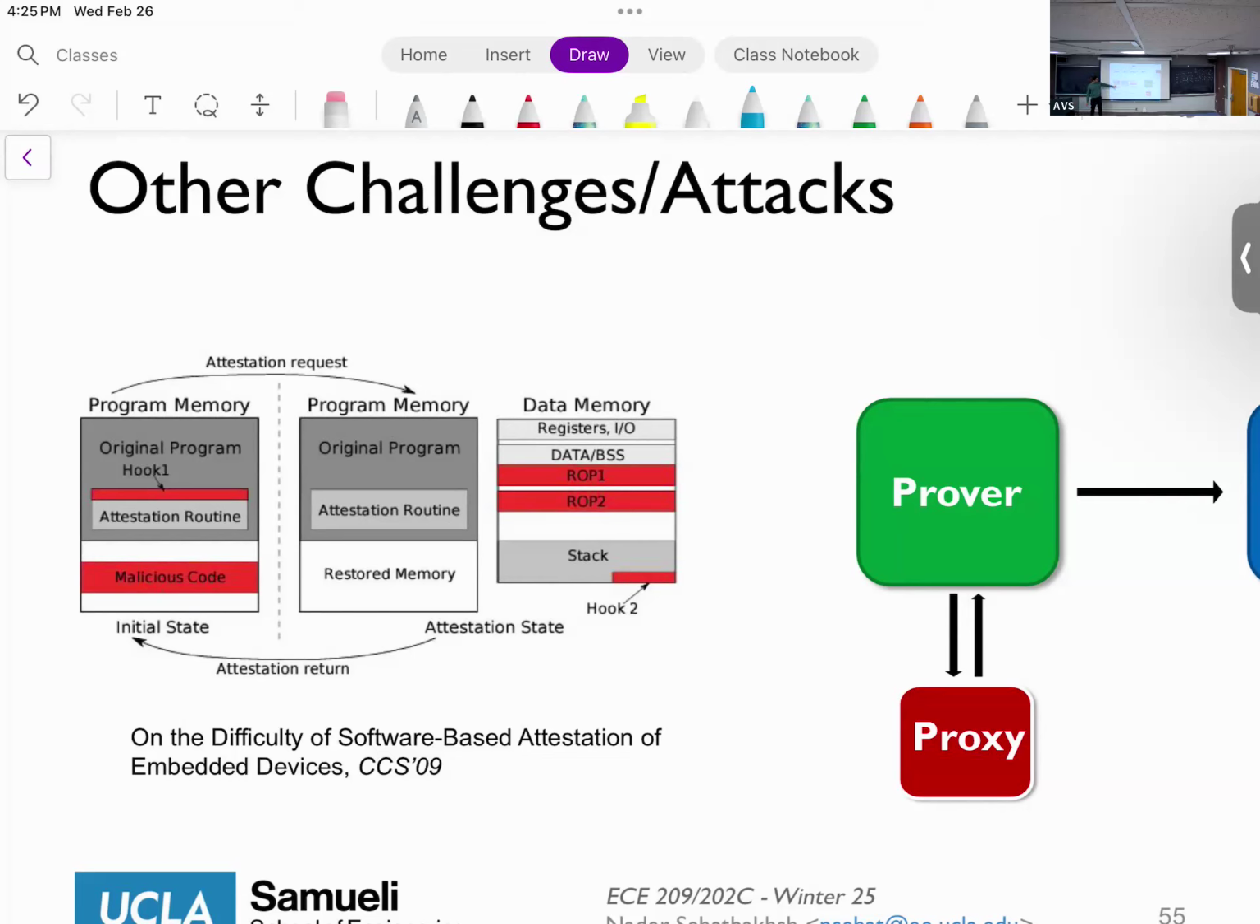So this hook basically copies this into the data memory, and then starts running the attestation. Whenever the attestation is done, there is a second hook in the stack that copies this back into the program memory. So they show that this is actually possible, and the time it adds is small. So for some networks, this can be quite successful. There are attacks like this that can happen.